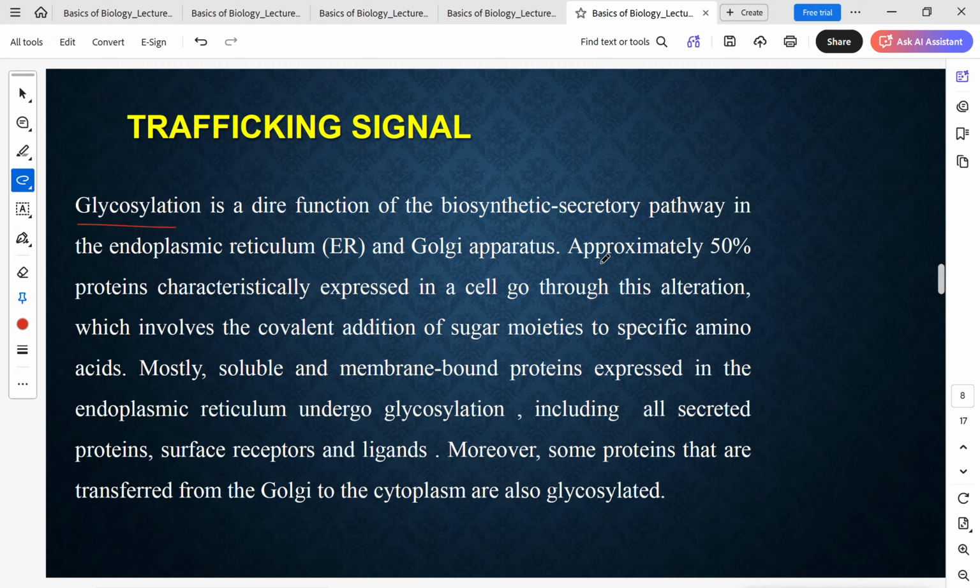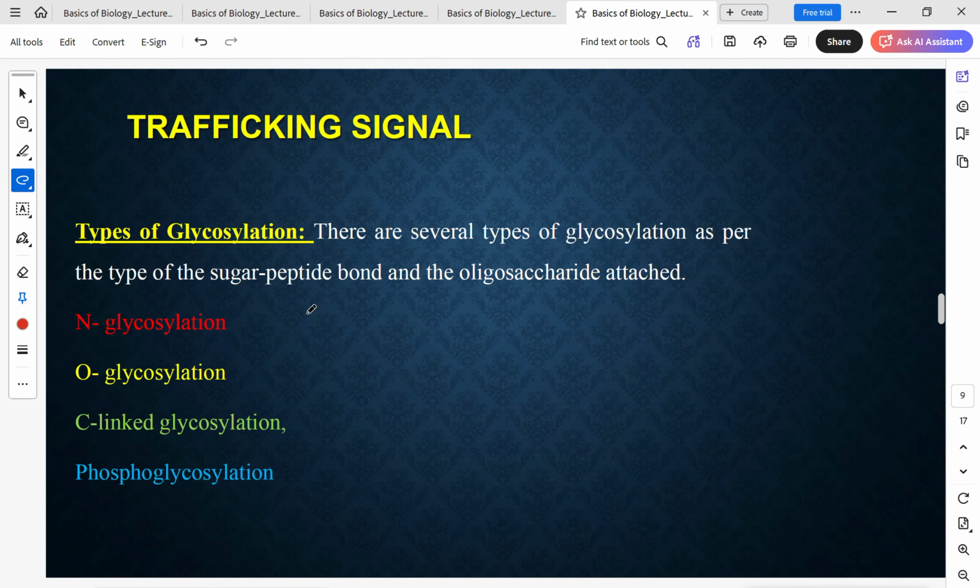Approximately 50% of the characterized proteins go through this alteration of glycosylation, which involves covalent addition of sugar moieties to specific amino acids. Soluble and membrane-bound proteins expressed in the endoplasmic reticulum undergo glycosylation. All secreted proteins, surface ligands, and surface receptors also undergo glycosylation. There are different types of glycosylation. N and O are the more prominent ones. There are also C-linked glycosylation and phosphoglycosylation.